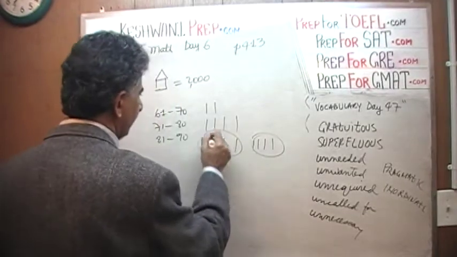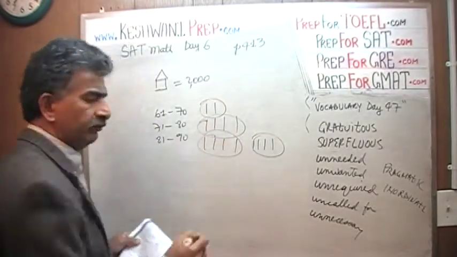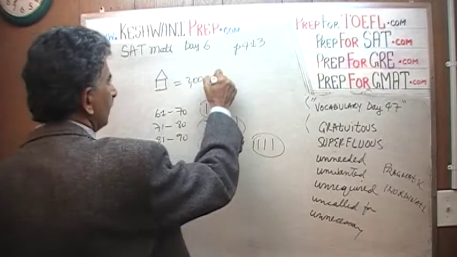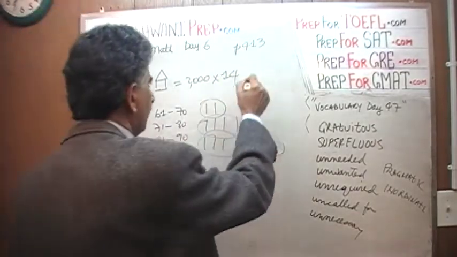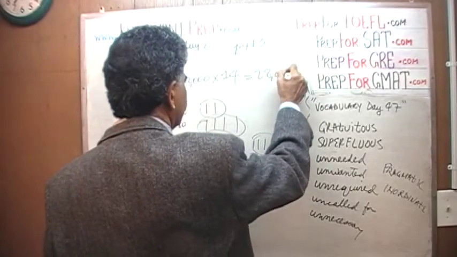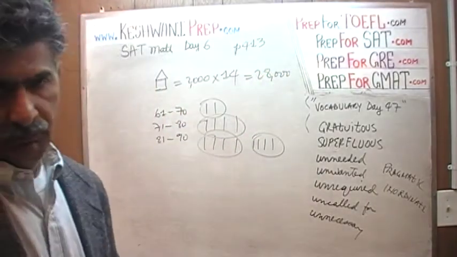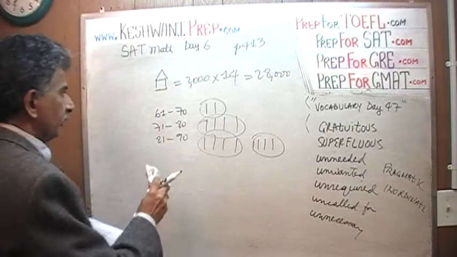2 plus 4 is 6, 6 plus 8 is 14. And each one of them represents 2,000 houses. And there are 14 of them. So it's just 28,000 houses. Nothing to it, obviously, because it's number 1. Let's go to number 2. We're done with this one.